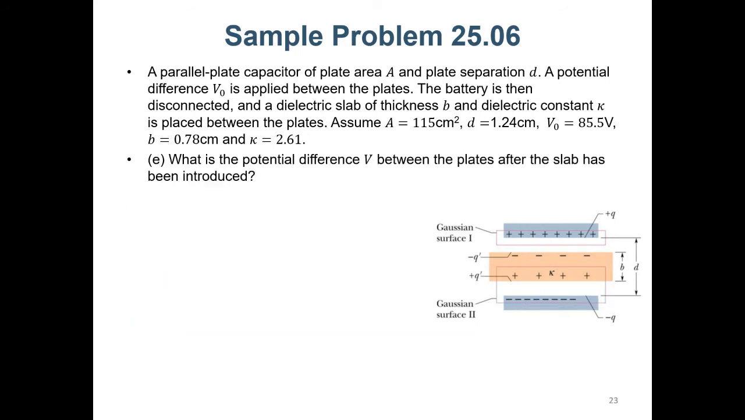So for the next case, we consider the potential difference between the plates after the slab has been introduced. Because at the very beginning, V0 is 85.5 volts to charge this capacitor before the slab is plugged in, and then the battery is disconnected. So after you plug in the slab, the voltage will change, and it will become smaller. So we really need to calculate this final voltage.